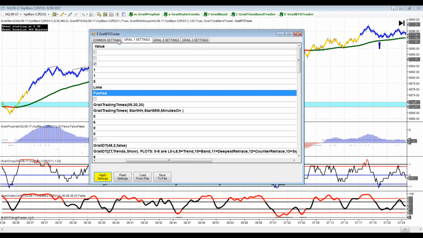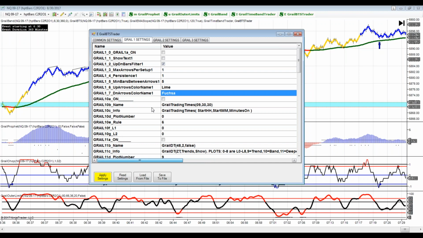Yeah, the way you tell, Ray, just look up here. Grail 1 had black and black. Grail 2 is blue and red. Grail 3 is lime and fuchsia. Well, I'm not using Grail 3 on this, so it doesn't matter. So you just change your colors in here. And you can do that on any one of them. And that way you'll know.